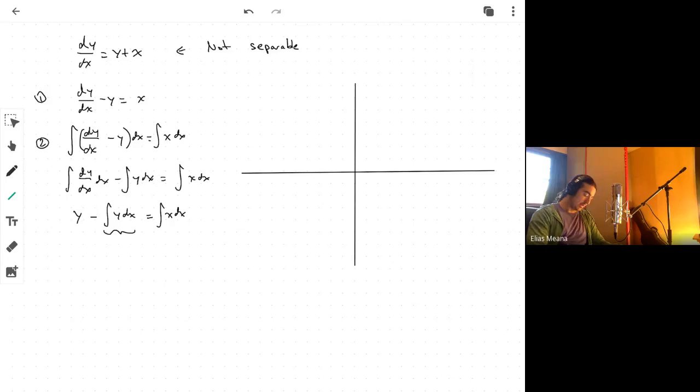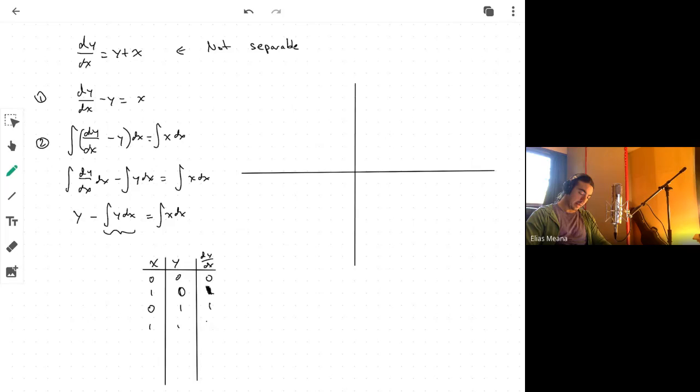So let's make a little table of values. It's going to be a 3-column table: an x column, a y column, and a dy/dx column. If I just start plugging in values, let's say I plug in the origin, I get 0. Maybe I should start with 1, 0. I plug in 1, 0, I get 1. Then I plug in 0, 1, I get 1. If I plug in 1, 1, I get 2. If I plug in 1, 2, I get 3.